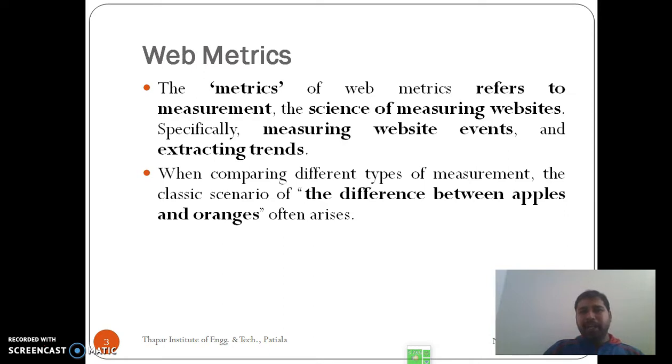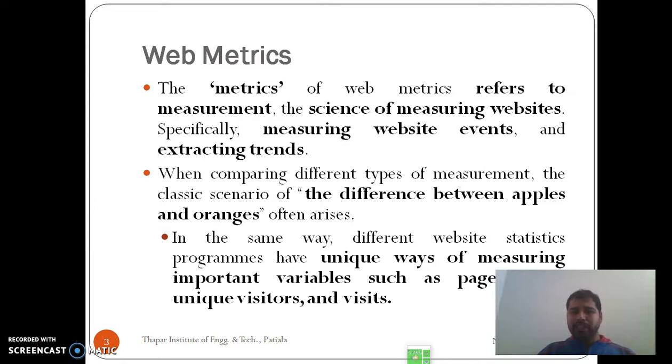Sometimes we have the scenario of the difference between apples and oranges. What does it mean? Actually, it means we can't compare two different things. If we have to compare length with weight, then there is no comparison. If we want to measure something, then the measurement units must be the same, so that we are able to find their differences.